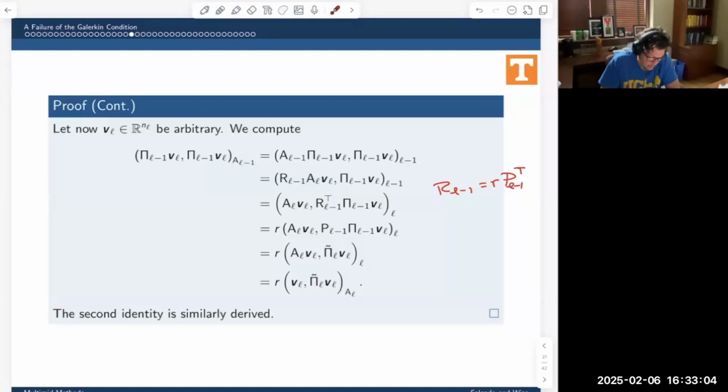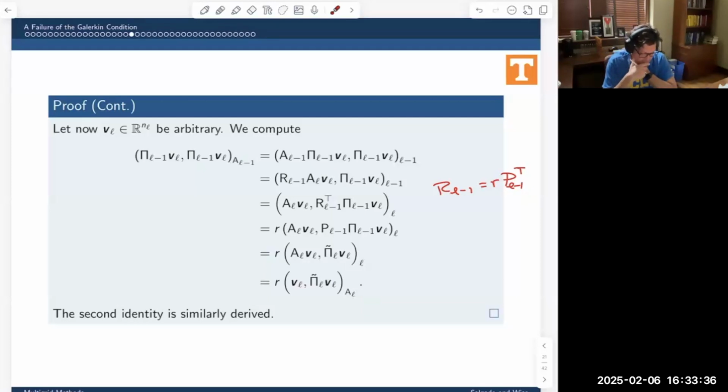Now, by definition, this is the pi L tilde matrix, that's just what pi L tilde is. It's defined as P_L minus 1 times pi L minus 1. That's pi L tilde. We have the A_L norm or the A_L matrix here. We can always pull that guy out, no problem. So let's take this guy and pull it out. And so we get pi L tilde V_L against V_L, but we also have this R parameter here.